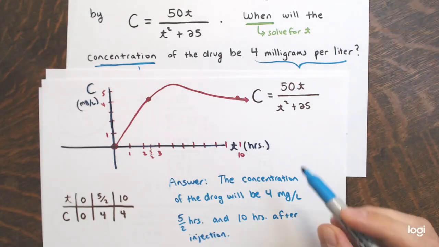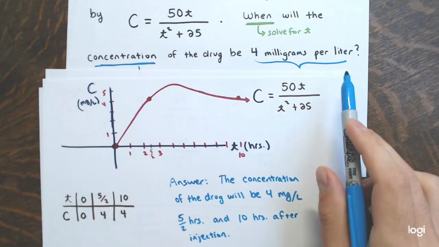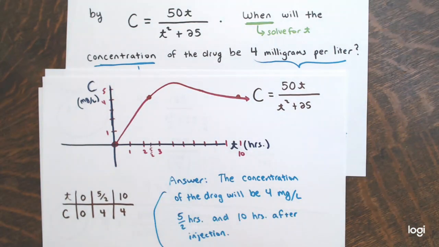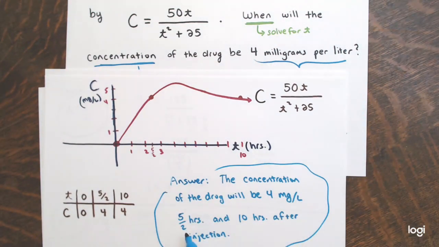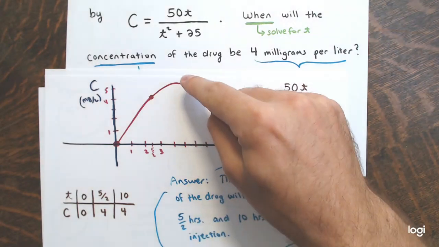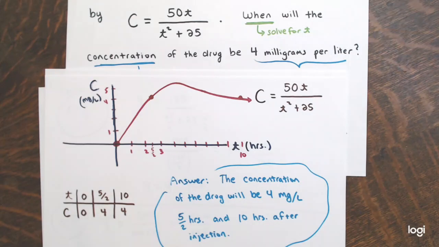All right, so when will the concentration of the drug be 4 milligrams per liter? It'll be 4 milligrams per liter 2.5 hours after the injection, and also, when it starts coming down, 10 hours after the injection as well.